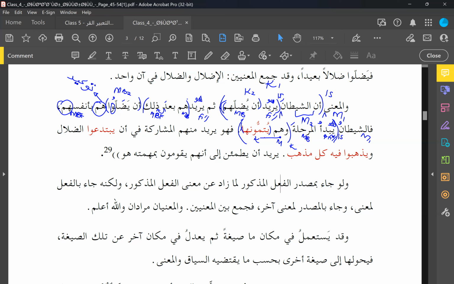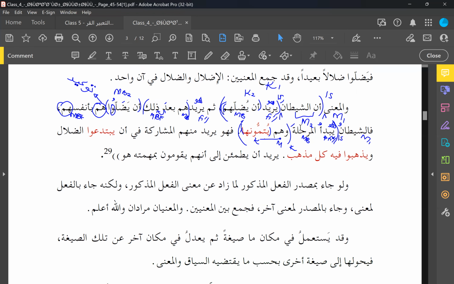Like in this case, الشيطان يبدأ المرحلة. Shaitan, he begins the marhala, I don't know how we translated marhala, but basically he begins for them, and then while they finish it. I hope that's clear. Is that clear?